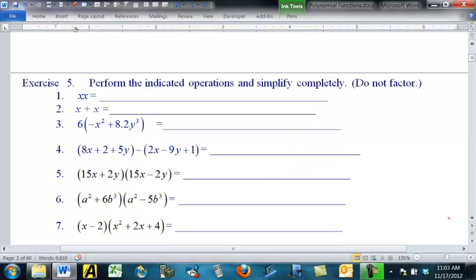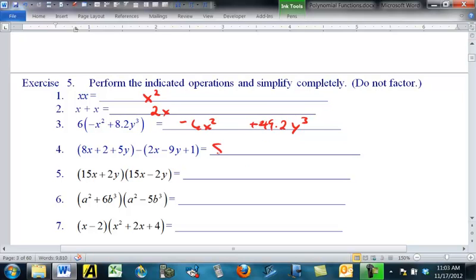Okay, so let's do these. So notice x times x is x to the second power. x plus x is 2x. Okay, real basic. If we just have this, we can use the distributive property to multiply out. Negative 6x squared plus, let's see, we got a y cubed. And 6 times that is 12, carry 1. 6 times 8 is 49, I believe, when we add that together.